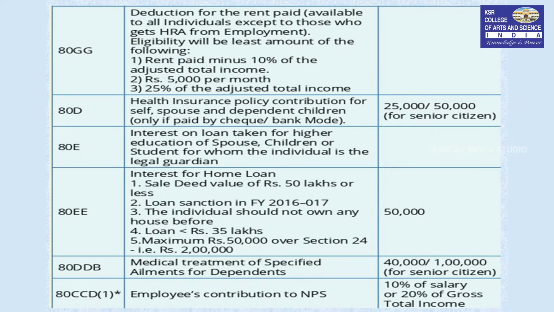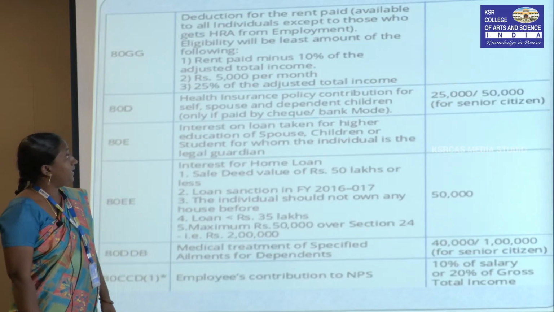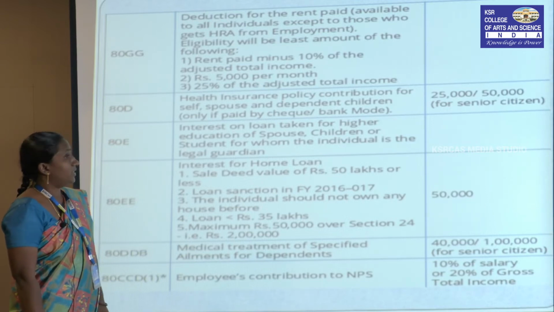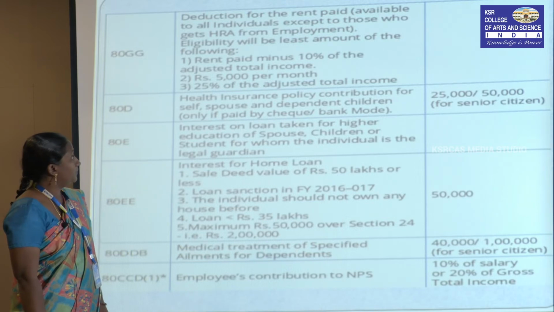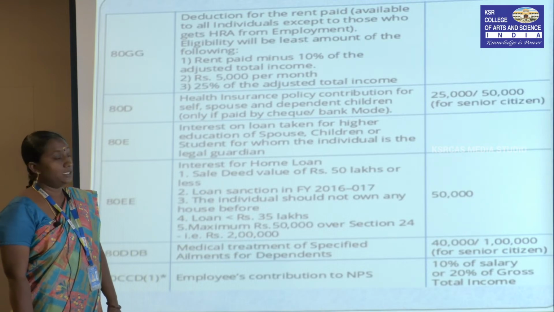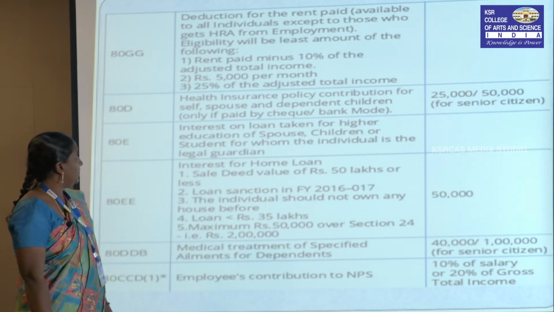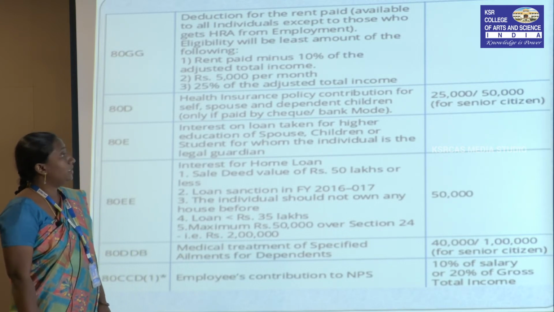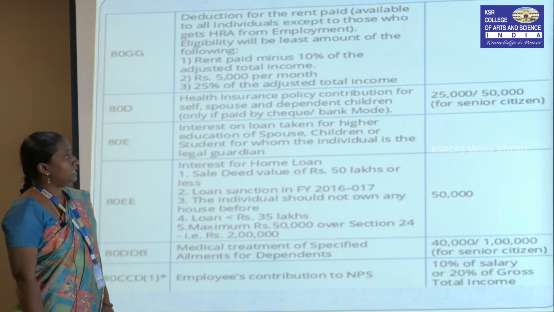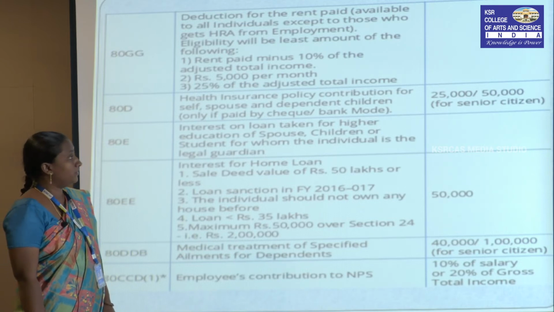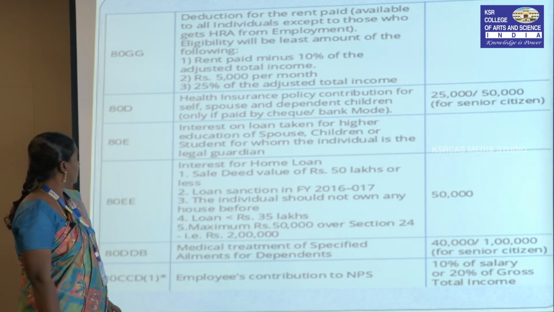Next, deduction under section 80GG, that means a rent paid deduction. How to calculate? Rent paid minus 10% of adjusted total income, or rupees 5,000 per month, or 25% of the adjusted total income, whichever is less, is to be taken as the deduction. Next, deduction under section 80D, where the assessee pays a health insurance premium. Below 60 years, a normal individual claims rupees 25,000. If the individual is a senior citizen, 50,000 is claimed as a deduction under section 80D.